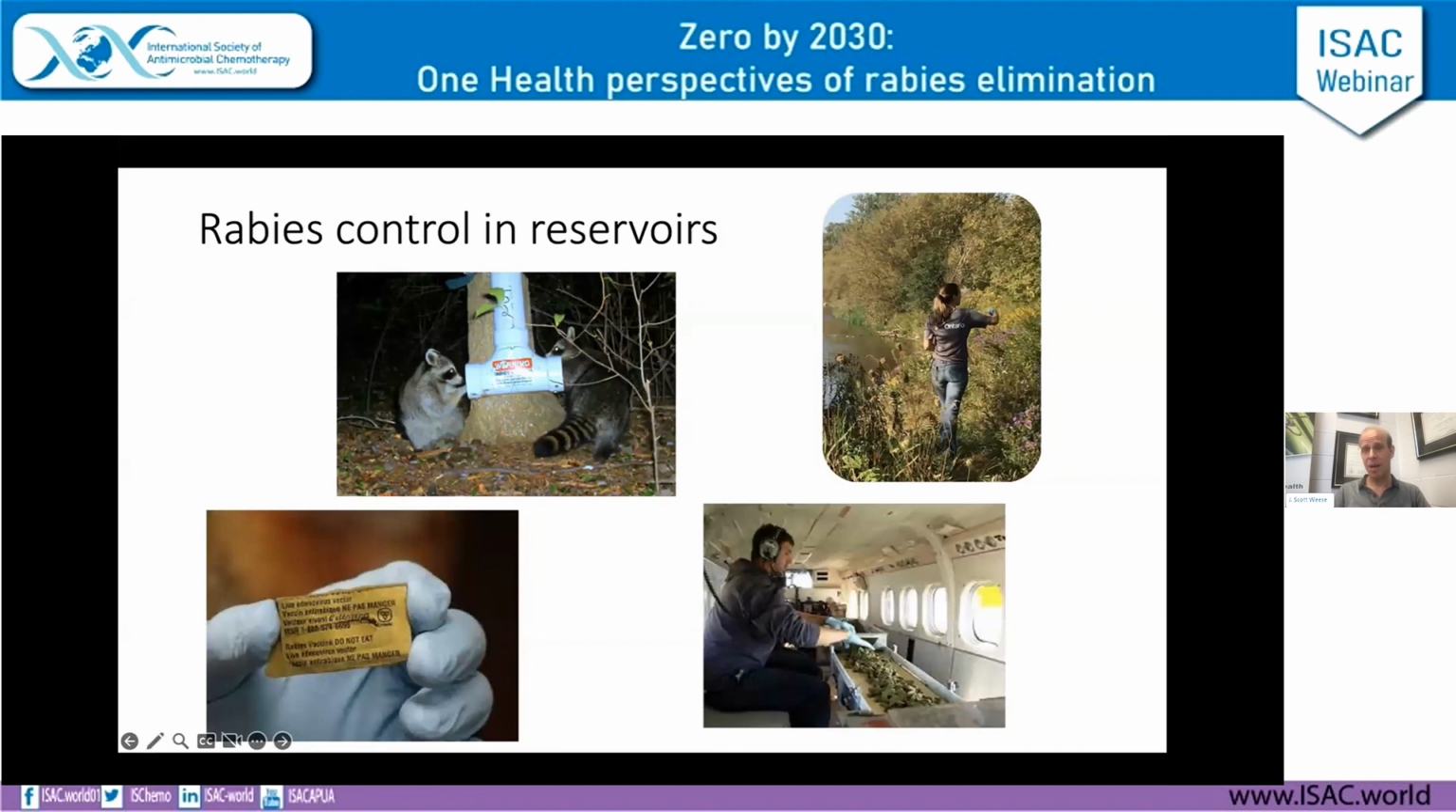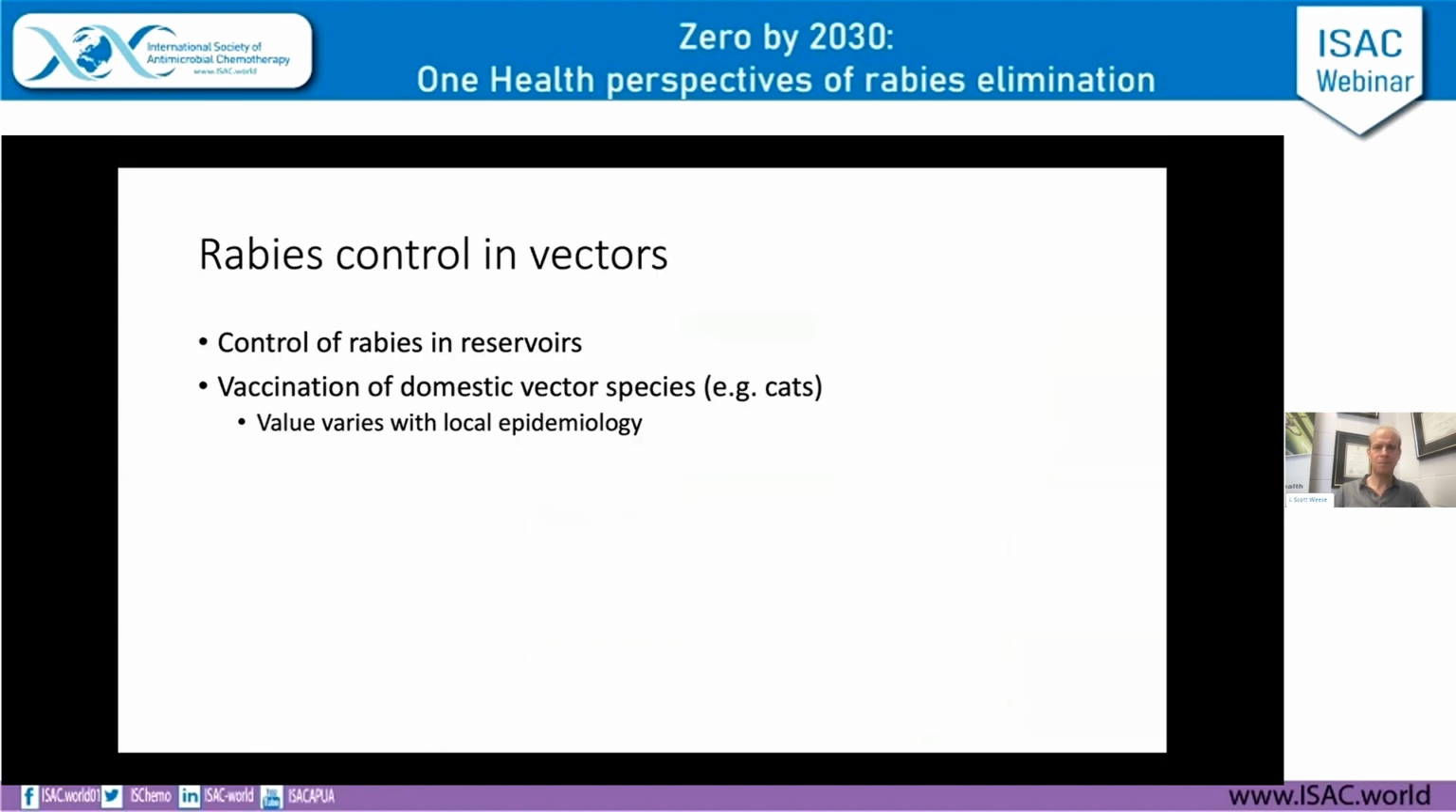hand baiting, so people walking through, putting baits in areas where we know there's a risk or around an area where we know there are cases. And the bottom right here is dropping baits from a plane. And they get dropped by plane or by helicopter outside of urban areas. There is potential for human exposure, but the risk is really low from that. So this is one of our key controls for rabies in our area.